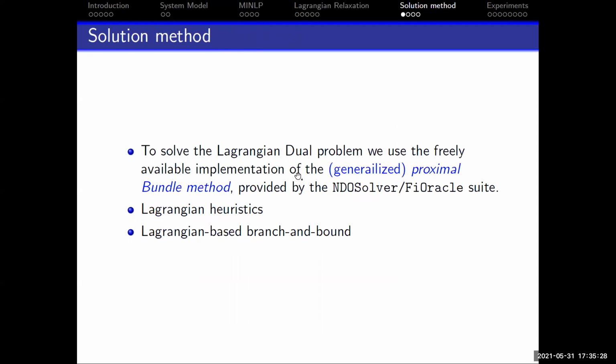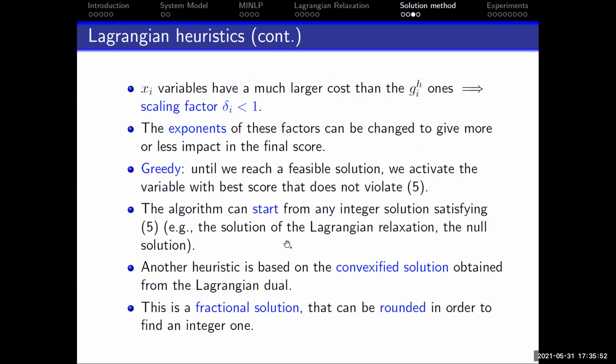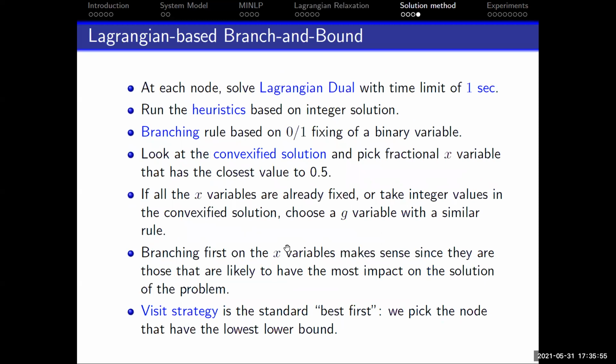Now, to solve the Lagrangian dual problem, we use the bundle method, and basically from an algorithmic point of view, we use Lagrangian heuristics and Lagrangian-based branch and bound. I won't get into the details of these because it would take too long, but basically the heuristic is sort of greedy, based on the scores that come from the solution of the Lagrangian problem. And the Lagrangian-based branch and bound is based on a straightforward branching rule, doing fixing of the binary variables.